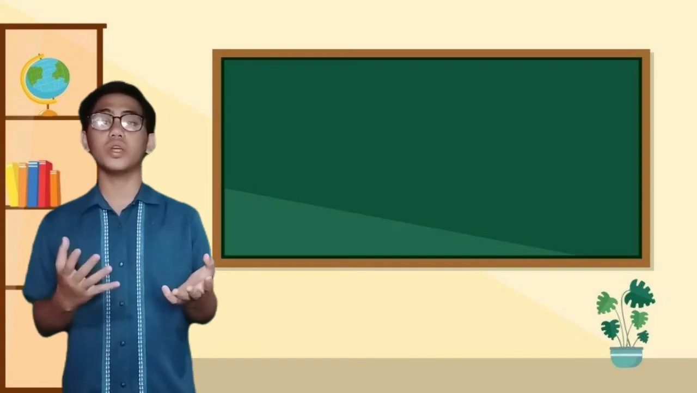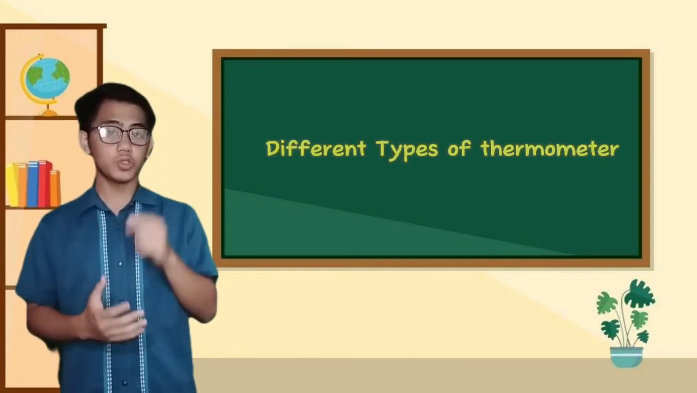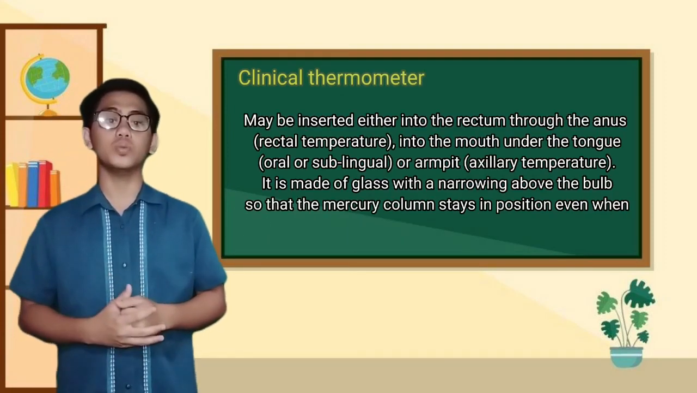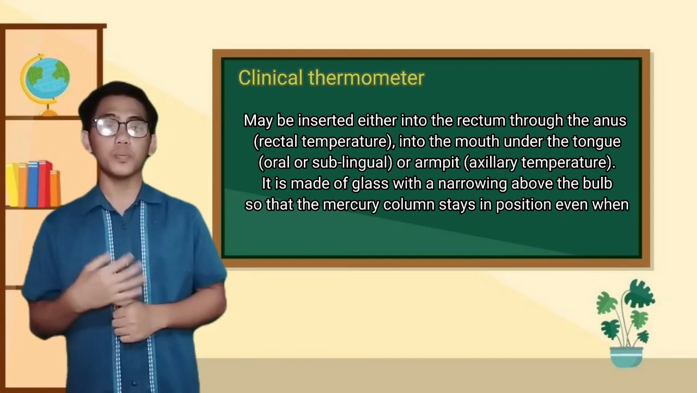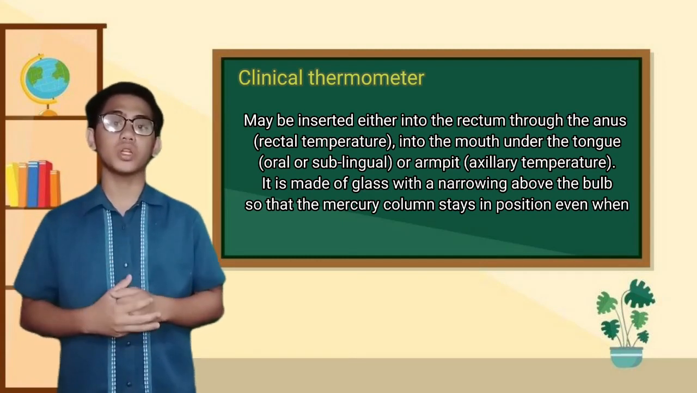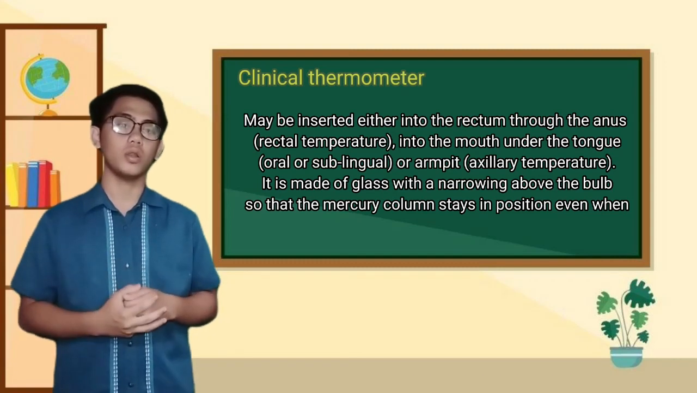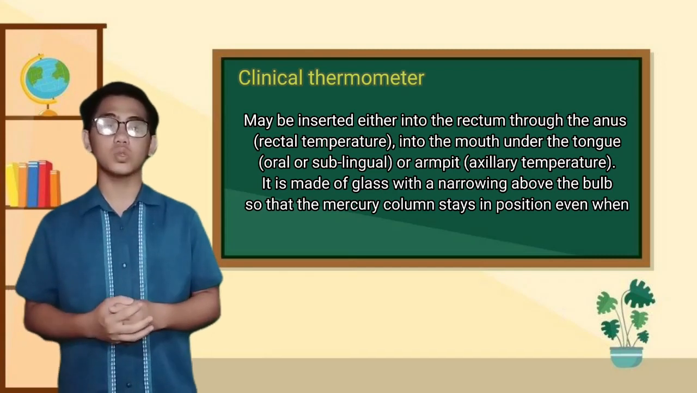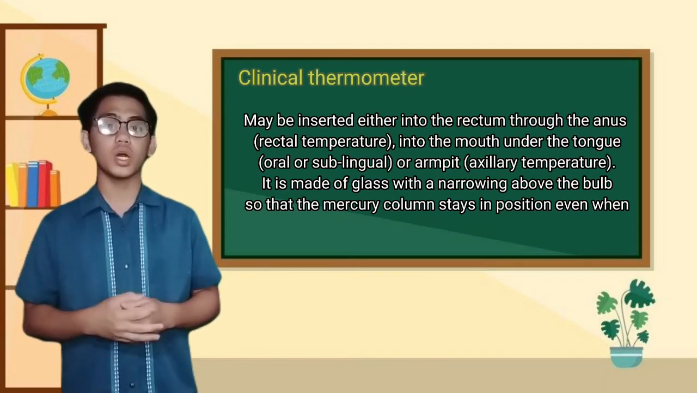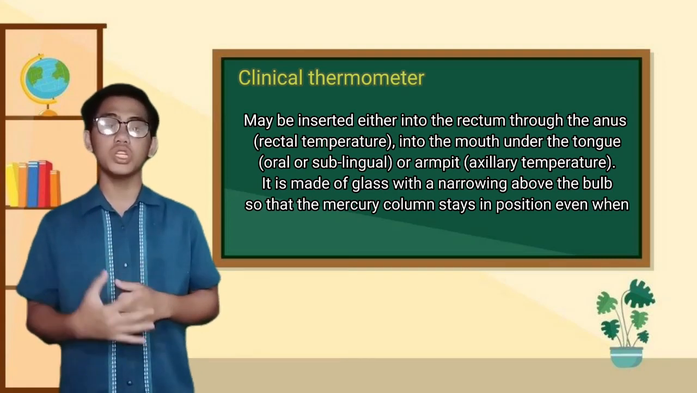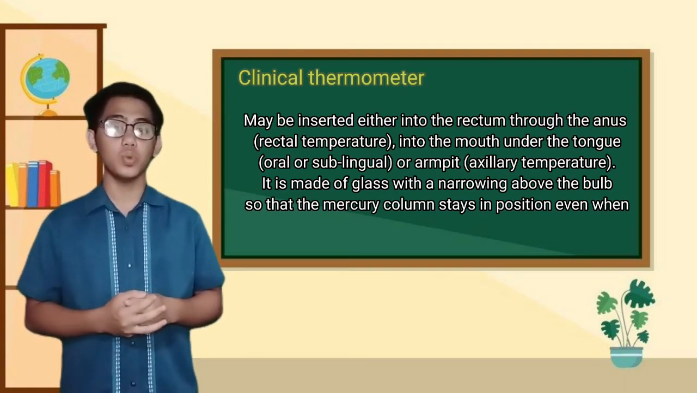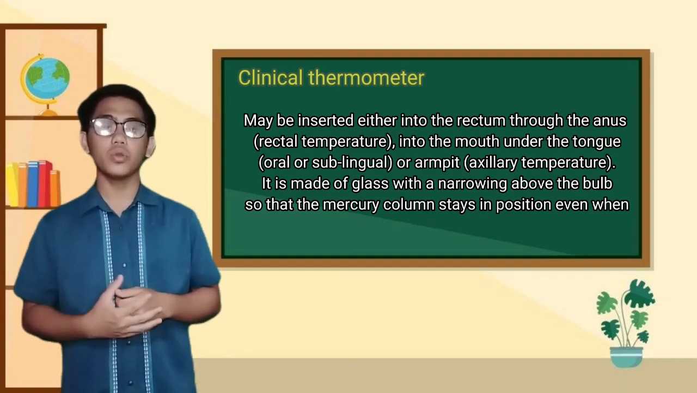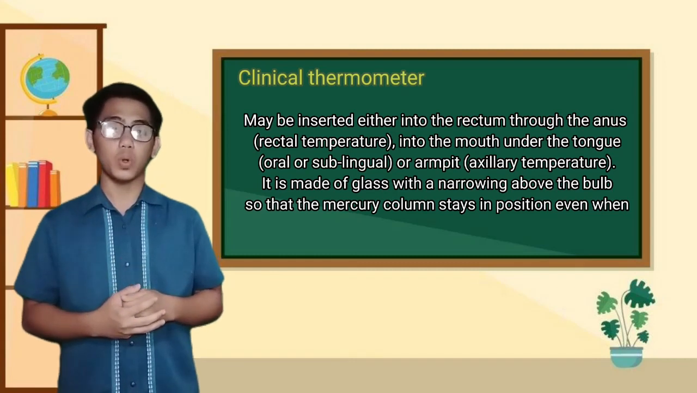The following are the different types of thermometer. So first, we have the clinical thermometer. It may be inserted either into the rectum through the anus, rectal temperature, into the mouth under the tongue, oral or sublingual, or armpit, axillary temperature. It is made of glass with a narrowing above the bulb so that the mercury column stays in position even when the instrument is removed. The use of this type is now being eradicated as the mercury content is dangerous to people.